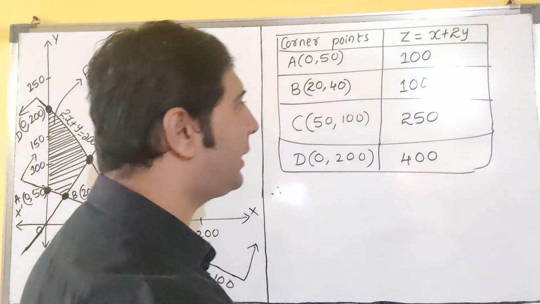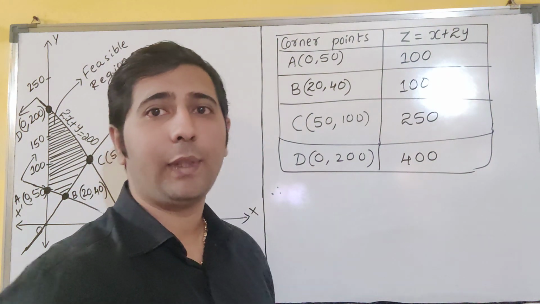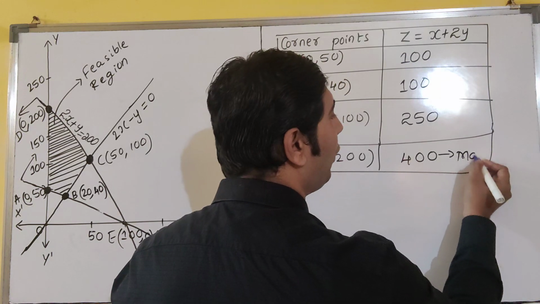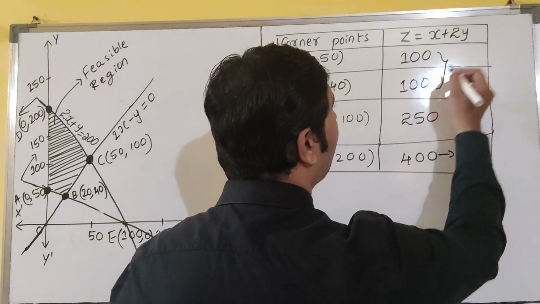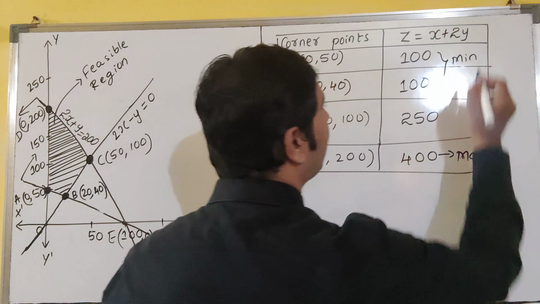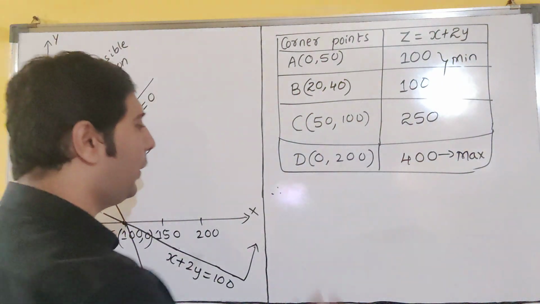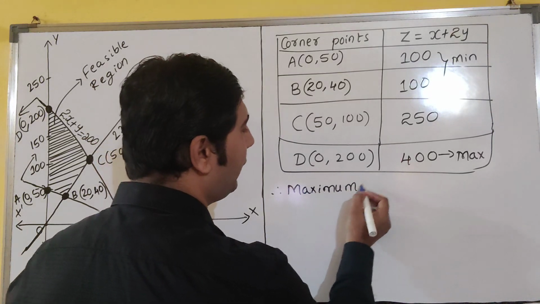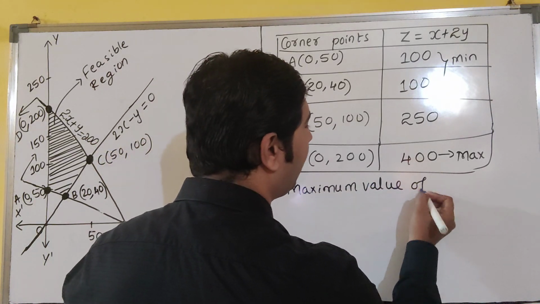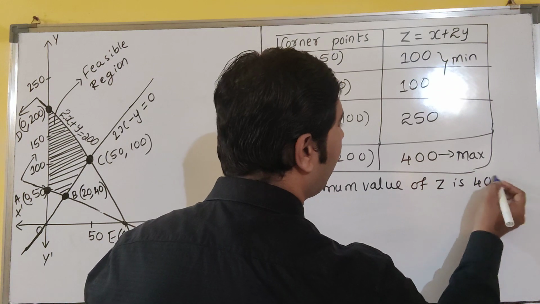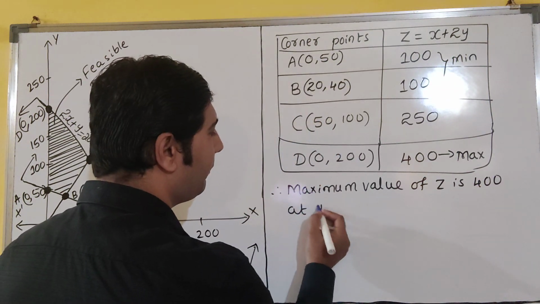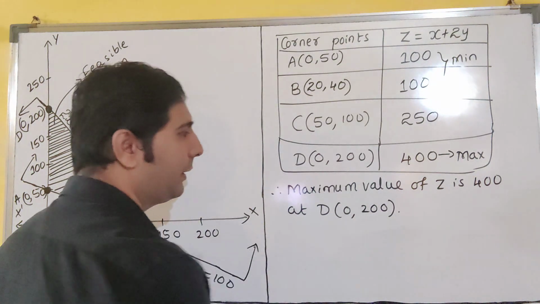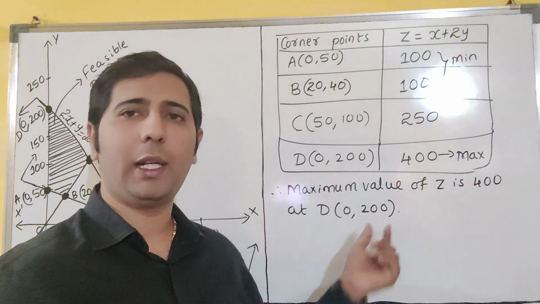Which is maximum and which is minimum in this? Maximum is which is having highest value. 400 is maximum and lowest value is what? Minimum is 100. This is minimum. Got it? So therefore maximum value of Z is 400 at D 0, 200, dear students. At point D 0, 200.